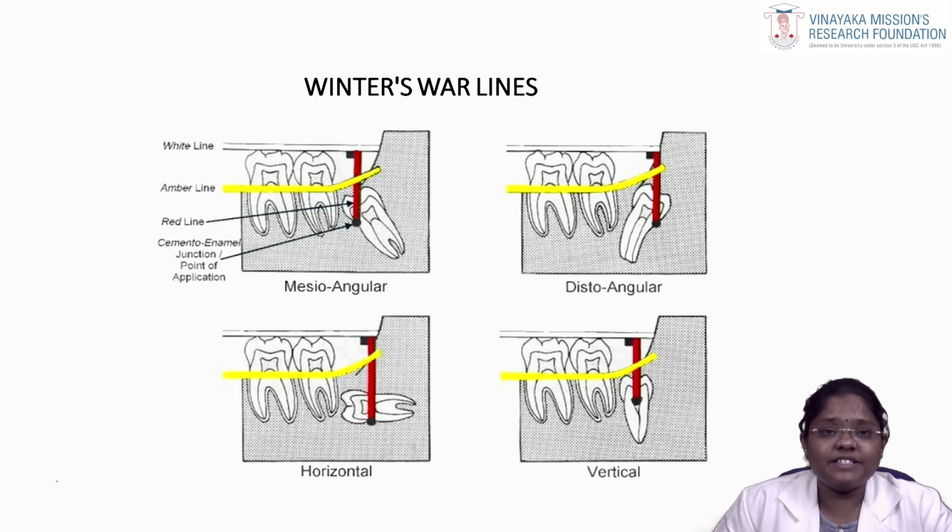White line decides the depth of impaction. It runs along the occlusal surface of first and second molars. Amber line is a yellow line that runs along the apex of interdental bone to the distal aspect of third molar. Red line is a perpendicular line drawn from white line to the expected point of application of elevator in the third molar. So, when the red line is more than 5 mm, the impaction will be very difficult.